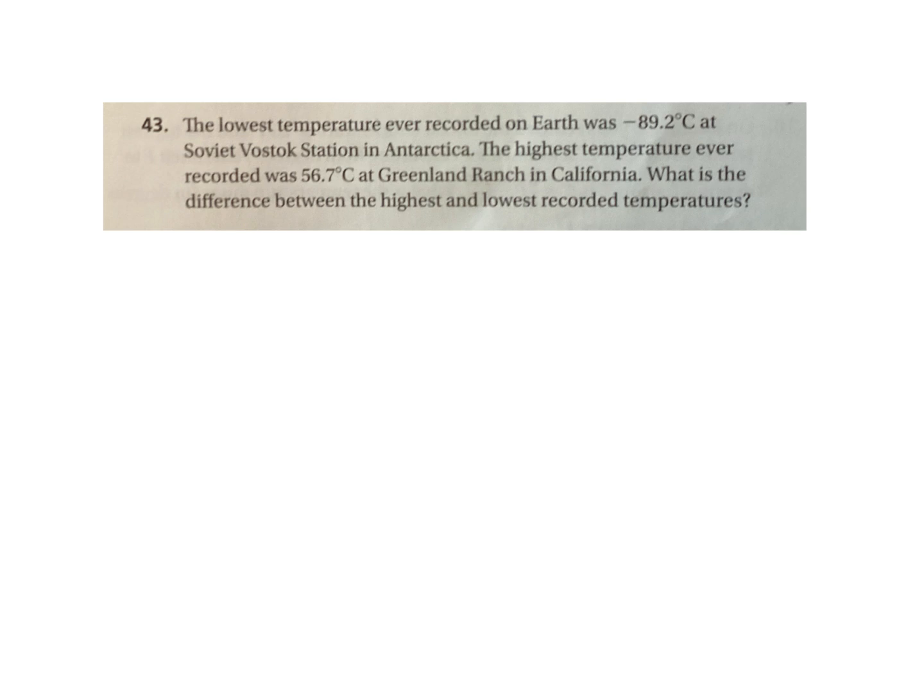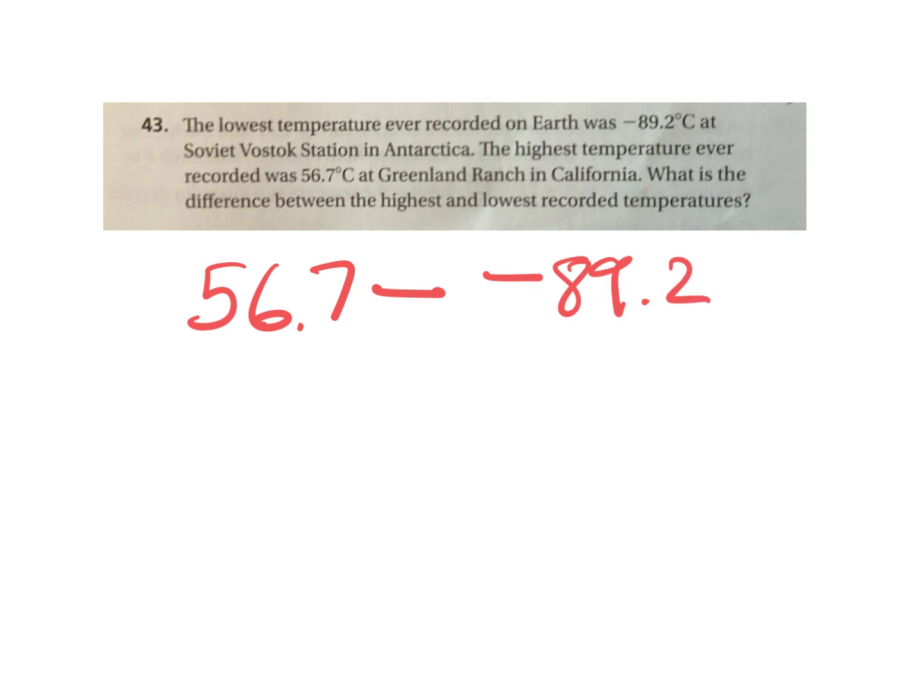Number 43, the last one. The lowest temperature ever recorded on Earth was a negative 89.2 degrees Celsius. And that's in Antarctica. The highest temperature ever, 56.7 in California. What's the difference between the highest and lowest recorded temperature? So let's take the highest, 56.7 degrees. And difference is subtraction, so we're going to subtract the negative 89.2. And I can see that it's subtracting a negative. So instead of that, let's add the opposite. And so it's 56.7 plus 89.2.